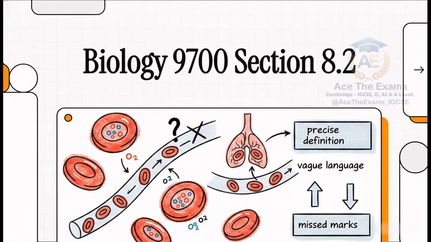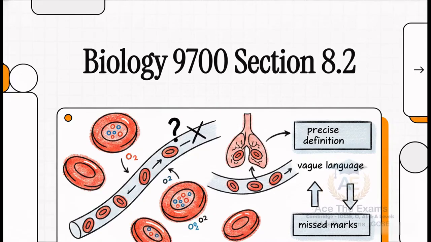You know the feeling? You walk into the exam, you see a question on gas exchange, and you write down this perfectly factual textbook description of oxygen moving through the blood. You feel great about it. But then the results come back and no way, you've completely missed out on the top band. So why does that happen?